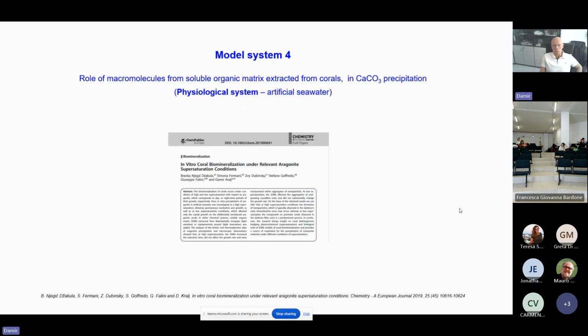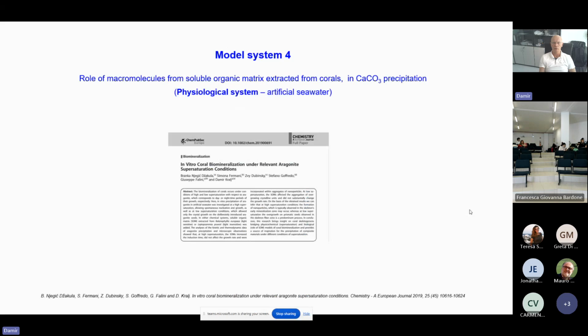I will show you another model system, which actually showed the role of much more complex macromolecules on calcium carbonate precipitation. In this system, we show the role of soluble organic matrix that was extracted from corals on calcium carbonate precipitation. These investigations were performed in a very complex precipitation system that was very similar to a physiological system, but only similar.